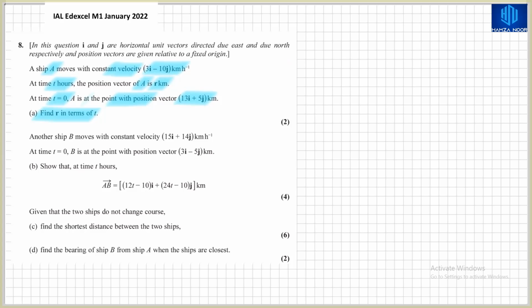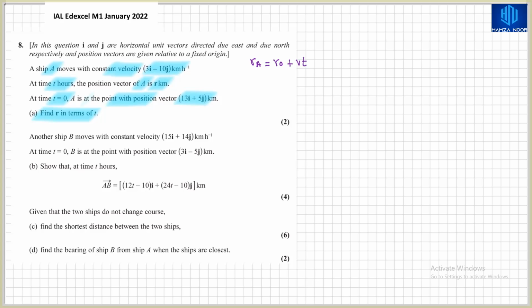So we need to find the position vector of ship A in terms of t. Since the position vector of ship A is r, meaning r_A, it will be equal to r naught plus vt, where vt is basically the displacement vector. So in place of displacement, we are going to write vt.